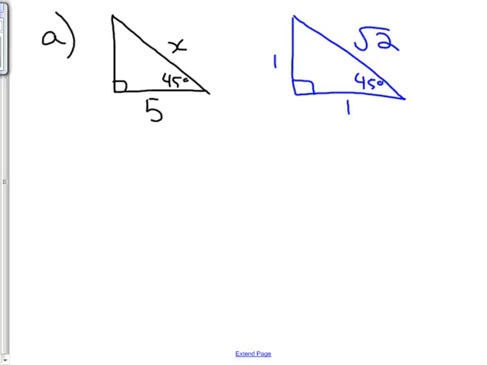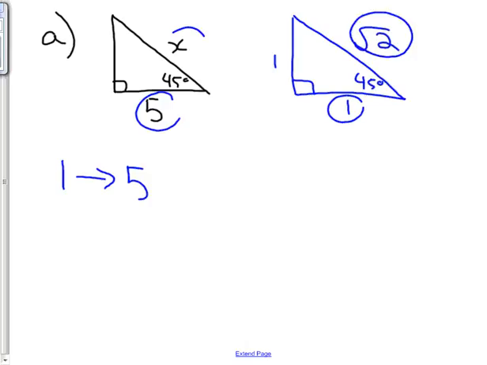The other triangle has 5. The other angle is 5. The sides are the same. So 1 here matches up with this 5. So 1 goes to 5. This root 2 matches up with x. The root 2 goes to x. So what times 1 gives us 5? 5. So what times root 2 will give us x?